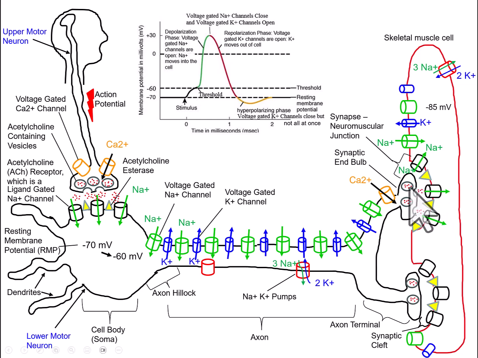And at this neuromuscular junction, we have our acetylcholine esterase that'll break down the acetylcholine. So everything that's happening here at this neuromuscular junction is happening here at the neuron to neuron junction. The exact same mechanism for generating and transmitting an action potential.